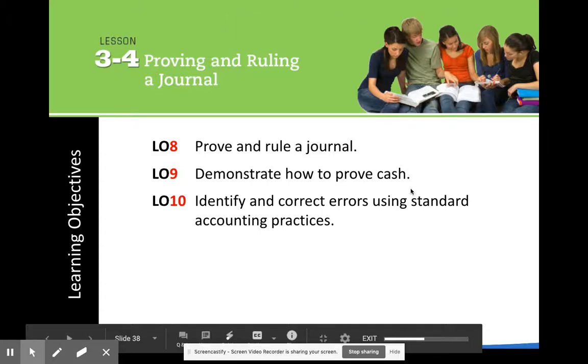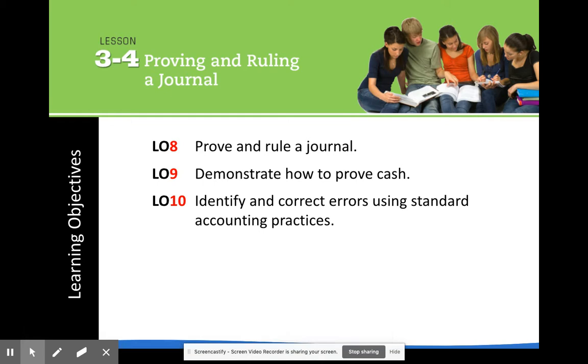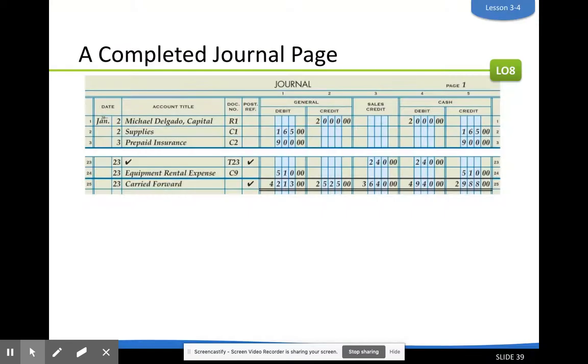In section 3-4, we are going to go through the process of when you get to the bottom of a journal page and when you get done with a journal for the month. We'll start a new journal page for each month. So we're going to go through those processes because they have a lot of technicalities in order to make sure that it's consistent and easy to follow.